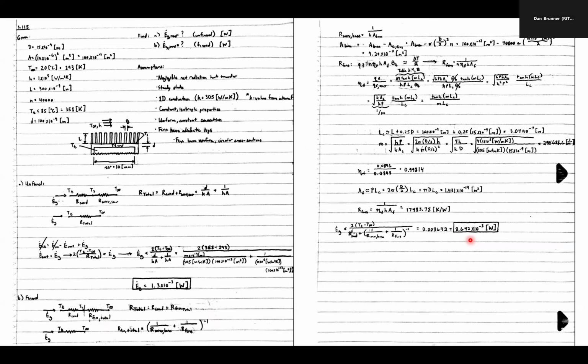And so another thing to note is that the maximum heat generation rate for the fin case is a little bit less than 8 times greater than the maximum heat generation that's allowed for the case without fins. And this makes sense because the whole point of fins is to draw more heat away from the chip. And so if the fins are drawing more heat away from the chip, that means that it can generate more heat and still maintain that 85 degrees Celsius temperature. So that's how you go through and solve problem 3.115.